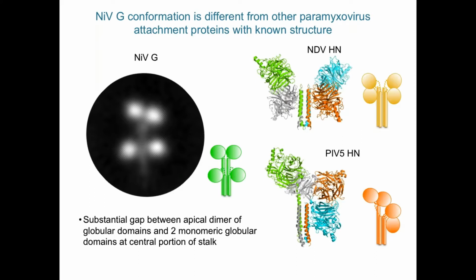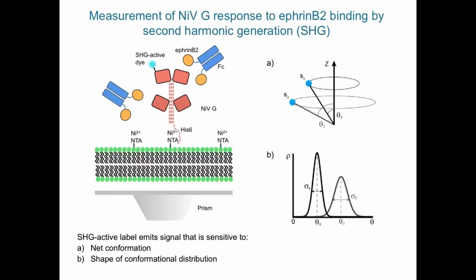We were unable to image Nipah-G in complex with F1, B2, Fc due to aggregation. In that case, we turned to different techniques to study conformational change in response to F1, B2. And one of those techniques was second harmonic generation, or SHG.